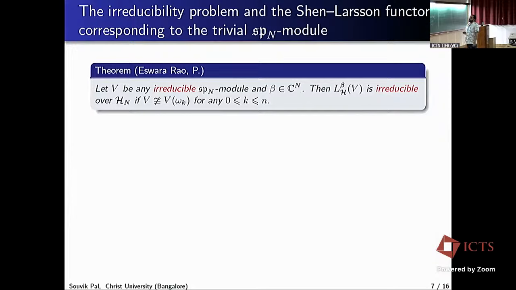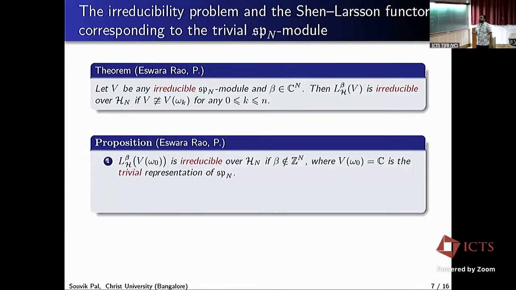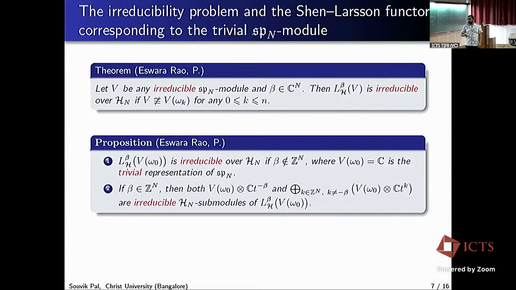So these fundamental modules and the trivial modules. Let us start with the simplest case. What happens to this V tensor An where V is the trivial representation of SPN? What we could show is that this is irreducible if beta is not in Zn. So corresponding to the trivial representation, when you construct these Shen-Larsson modules, V tensor An, this is irreducible only if beta is not in Zn. What happens if beta is in Zn?